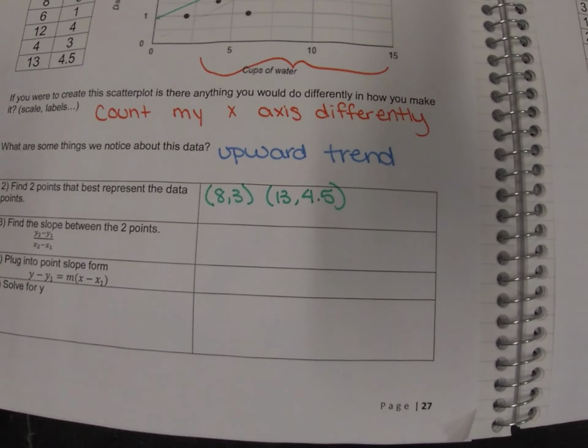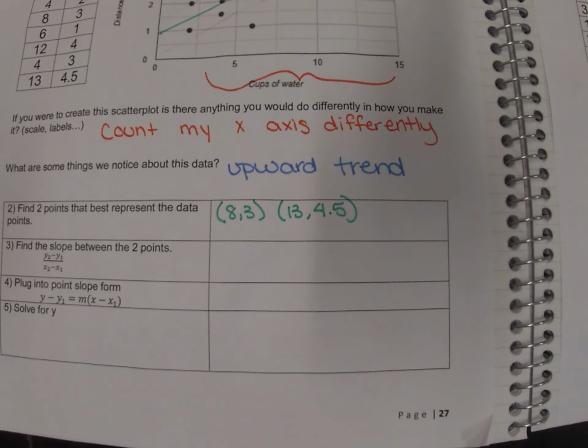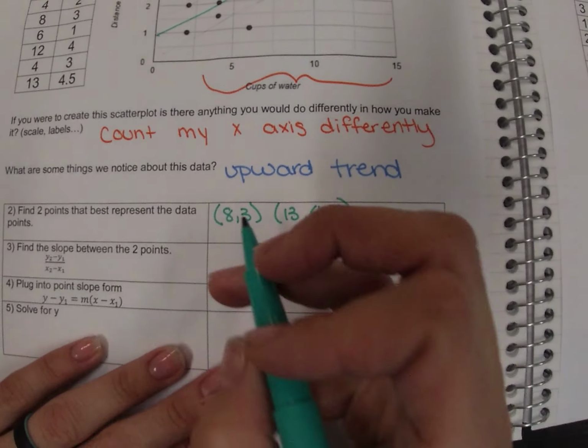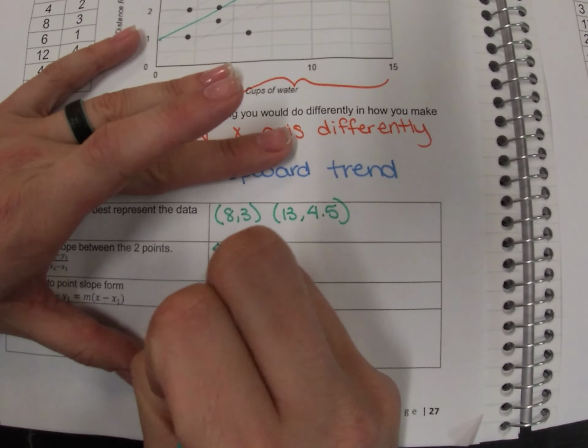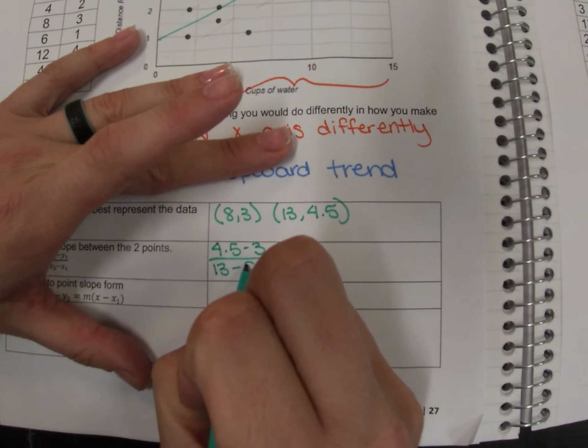Well, we then know once we pick two points, we can write the equation of a line, because that's what we did in our last unit. So if we want to write the equation of this line, we now know we can find the slope between these two points. So to find slope, we do 4.5 minus 3 over 13 minus 8. Well, 4.5 minus 3 is 1.5. 13 minus 8 gives me a 5.